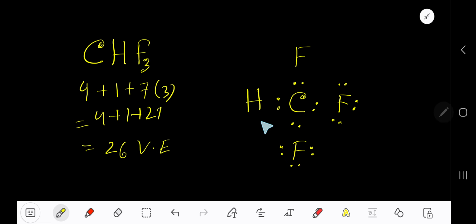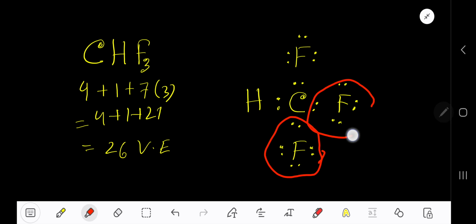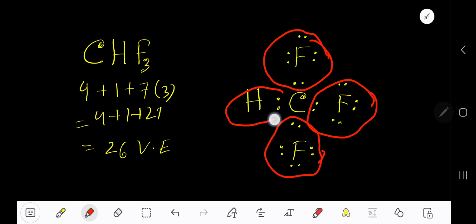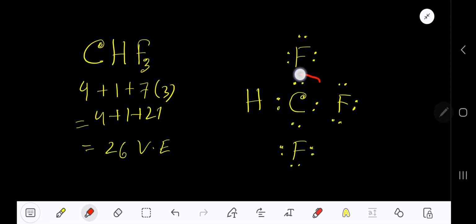18, 20, 22, 24, 26. We have used all the valence electrons. Now check for octet. Octet, octet, octet, duet for hydrogen. Now check for octet of the central atom. Octet. So this is the Lewis dot structure of trifluoromethane.